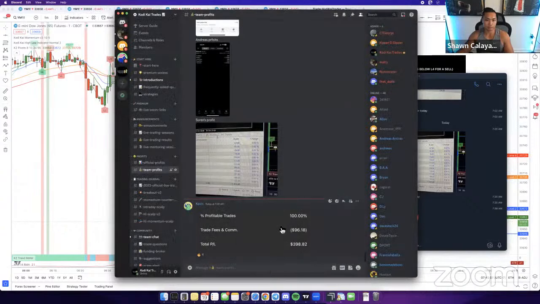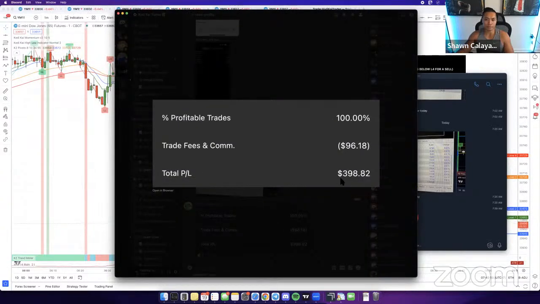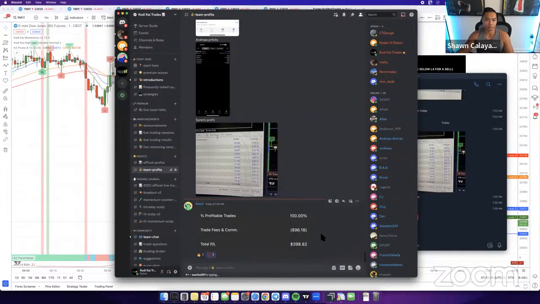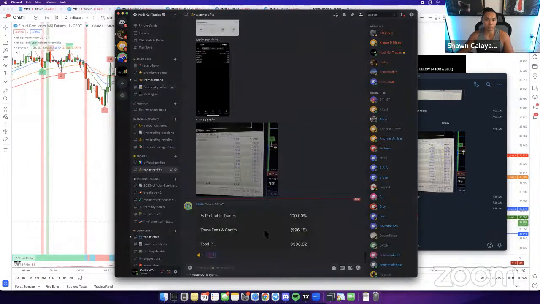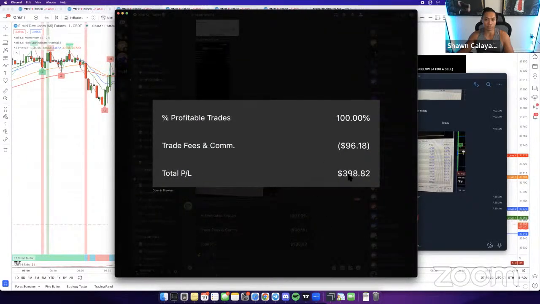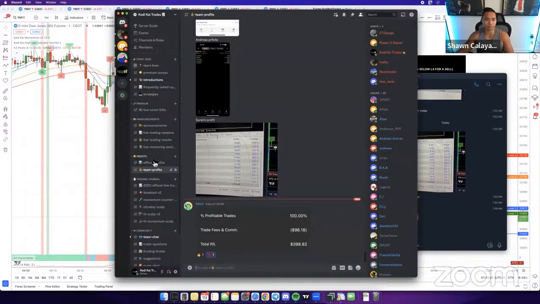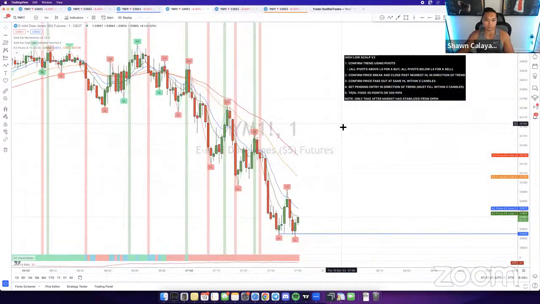And then also we have Kevin over here, total profit of 398, 100% win rate for the day, all wins. Nice work, Kevin. Yeah, so Kevin over here, he talked about how earlier he got out at break even. He got in for the second trade and he got his profit on that one. So nice work right there on those profits, Kevin.